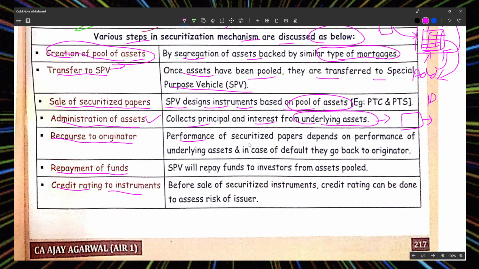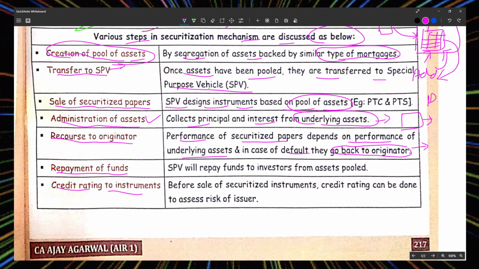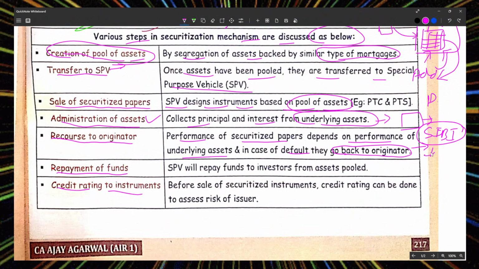Recourse to originator. The performance of securitized papers depends on the performance of the underlying assets. In case of default, they go back to the originator. So the originator has promised to repay the asset. If they had not promised or repaid, what happens? There will be a default. The investors go to SEBI and SEBI will ask the originator to repay it.